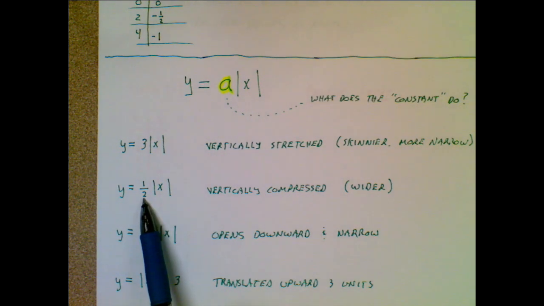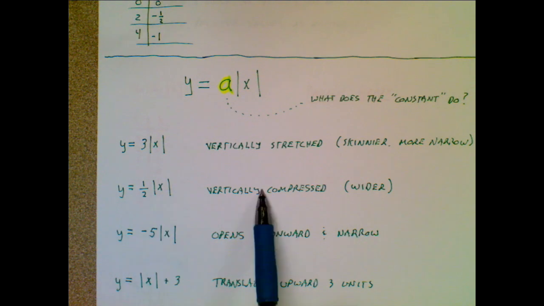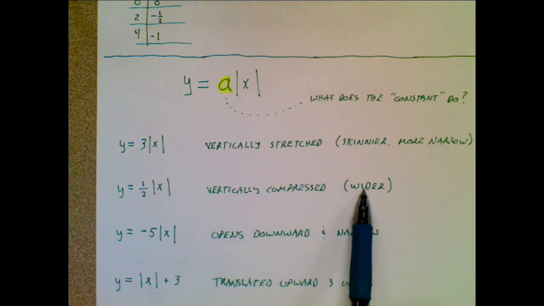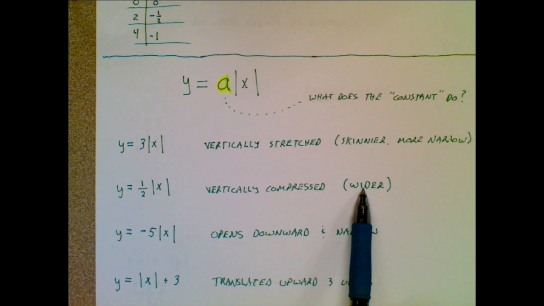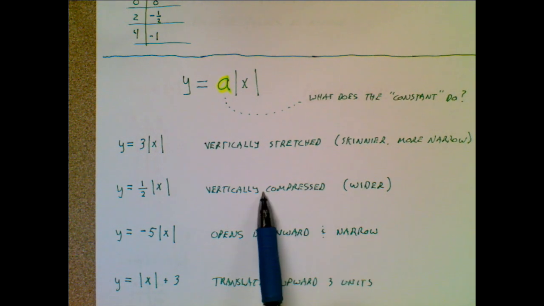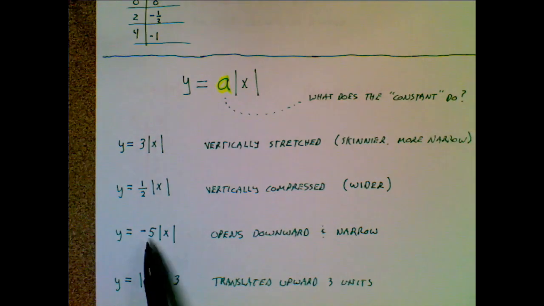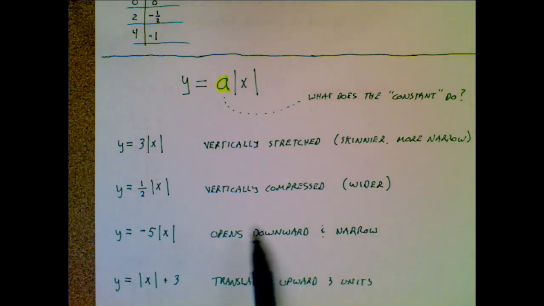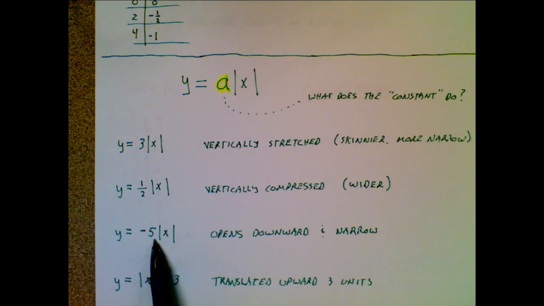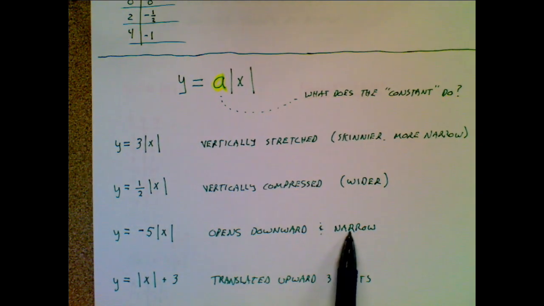When the a is less than 1, when it's a fraction less than 1, that's called vertically compressed, but our eyeballs would say, hey, that looks wider. Think of squashing the parent graph down vertically, it would get wider. So in this case, the negative will tell me it's opening downward. The 5 will tell me it is much more narrow.